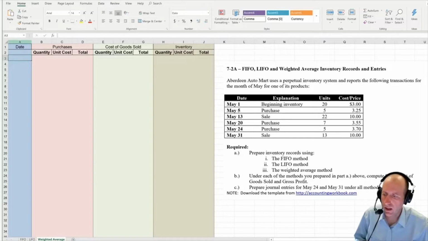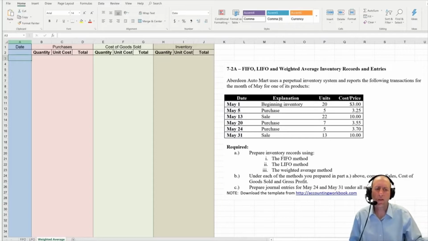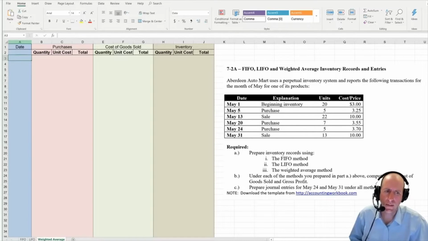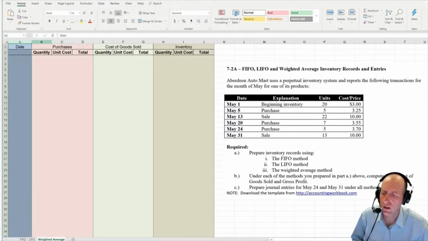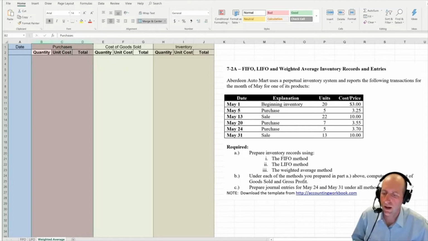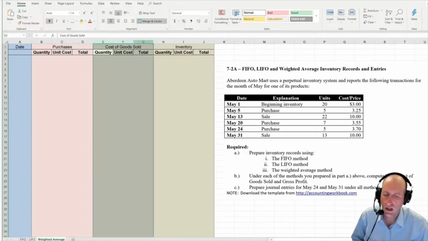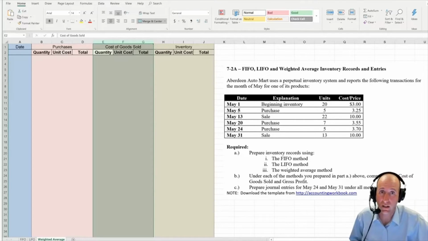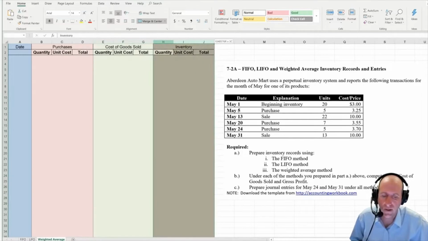Now remember, this template that I've provided, you may or may not get one like this in your class or on the test. It may or may not be provided, but there's not a lot going on here, and it's super useful just to be able to prepare it. So the section on the left is for the date. This section I'm highlighting now is anytime we make a purchase, we fill that in there. This third section is for cost of goods sold. So whenever I make a sale, I'm going to be tracking the cost of goods sold here, not the sales revenue, but the cost of goods sold. And the final column is a running total for inventory.